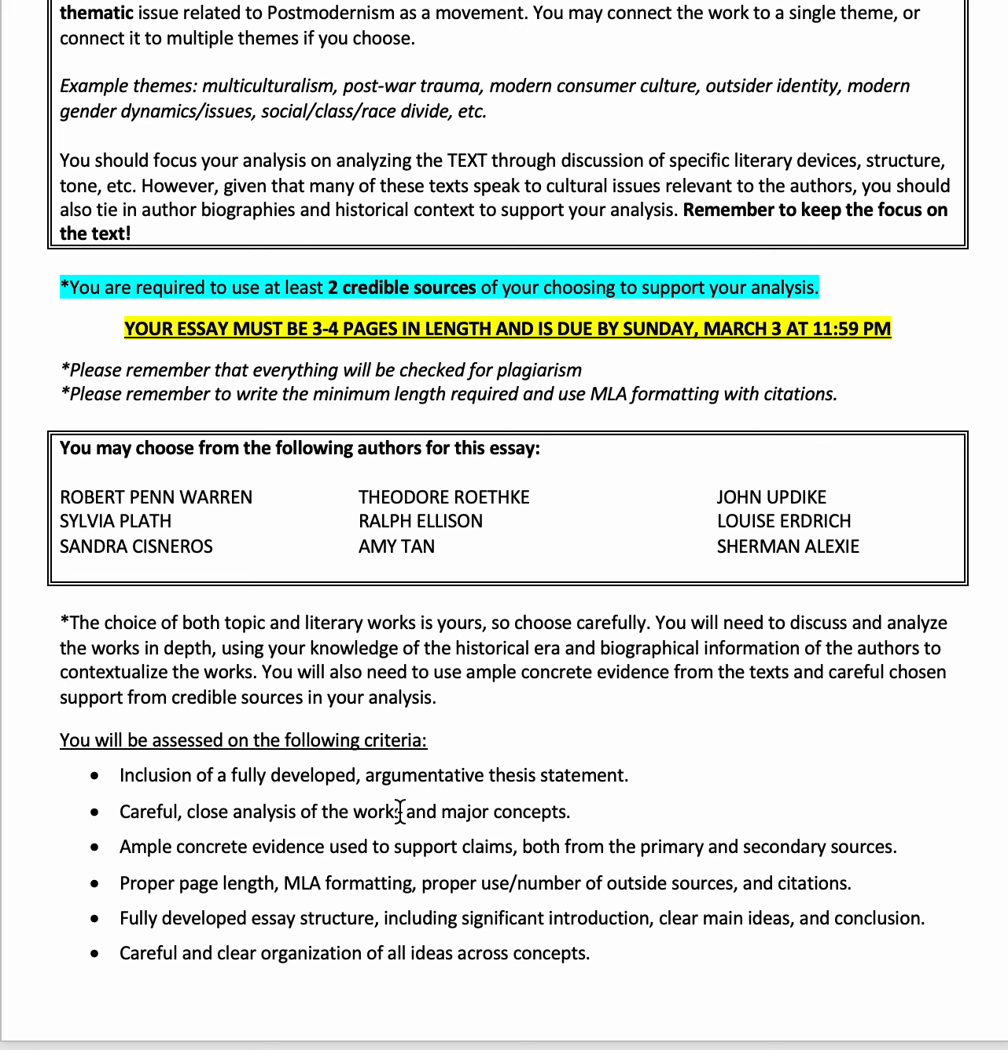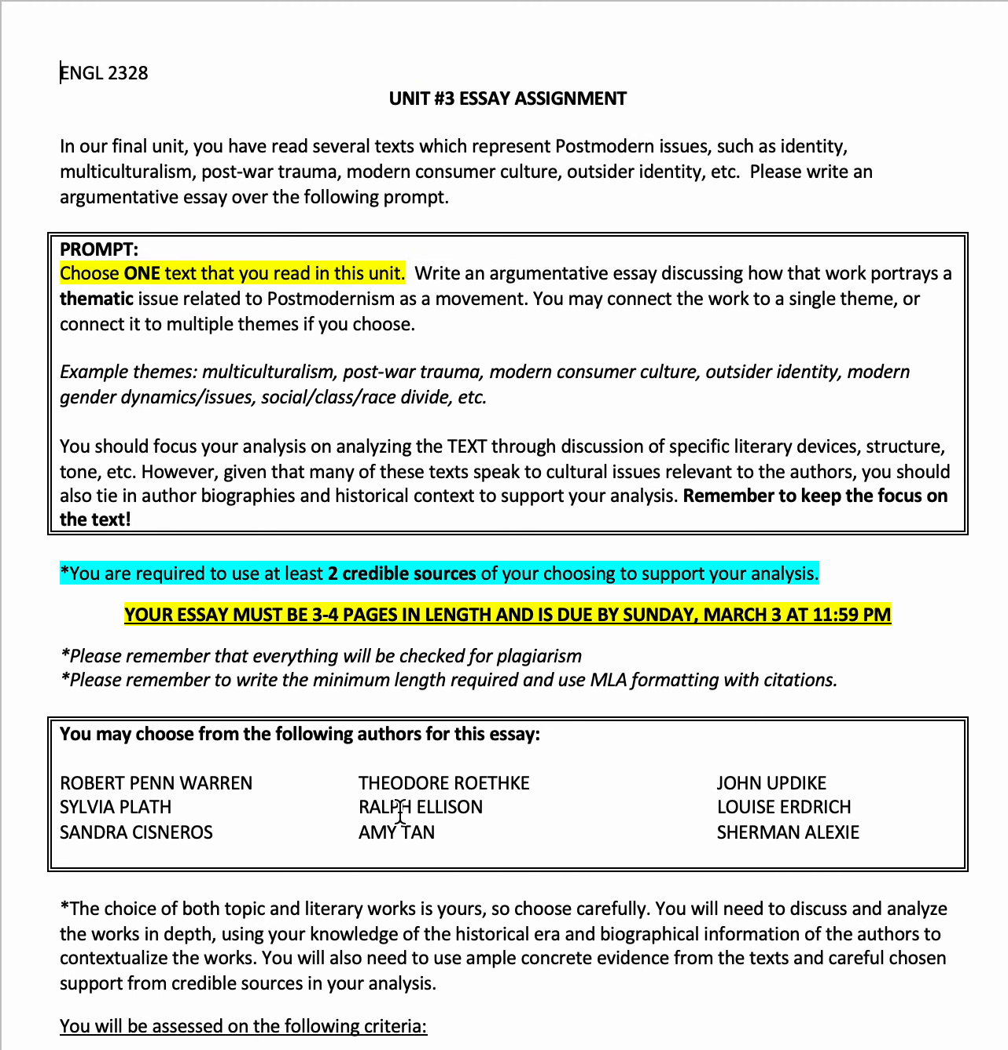You are also assessed on a fully developed essay structure, including the introduction with the thesis claim, main ideas with evidence and analysis, and a conclusion that restates your thesis and your claim in new words, and then careful and clear organization of all of your ideas across concepts. Please let me know if you have any questions as you start thinking about what you want to write about.